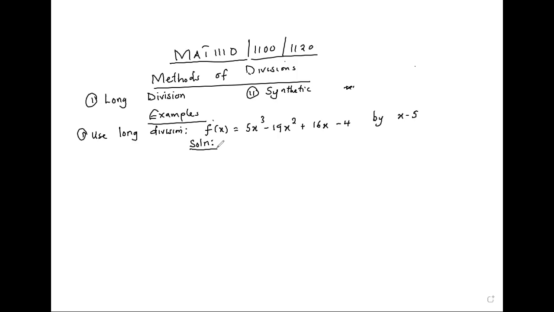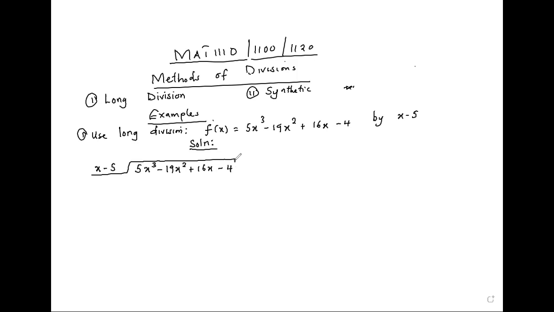The first thing you do is you go to the divisor, which is x minus 5. Put the divisor here, and then you can draw this thing. Okay? And then write the dividend inside, the 5x power 3. So when you write it, the powers, you start with the highest powers, minus 19x squared plus 16x minus 4. So this is how you do it.